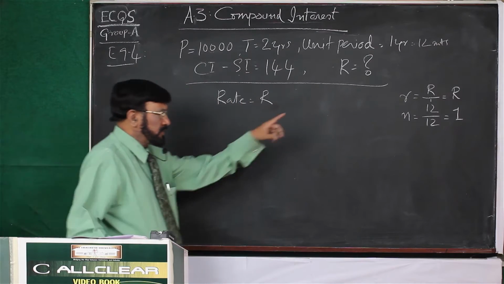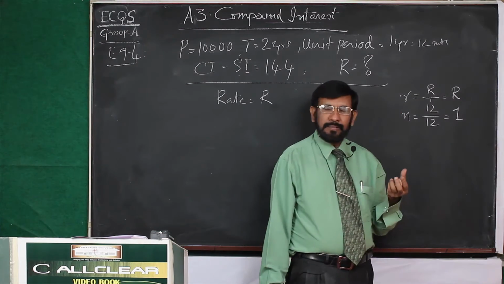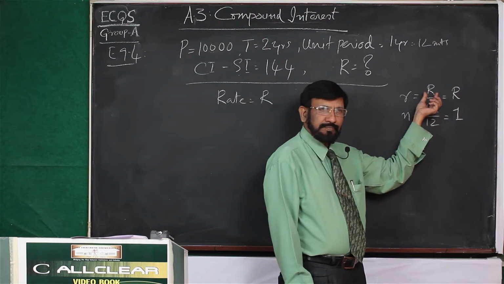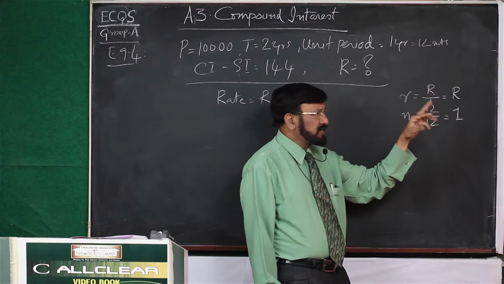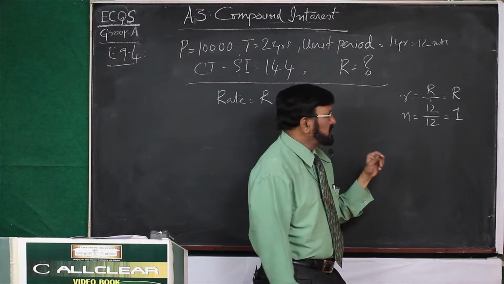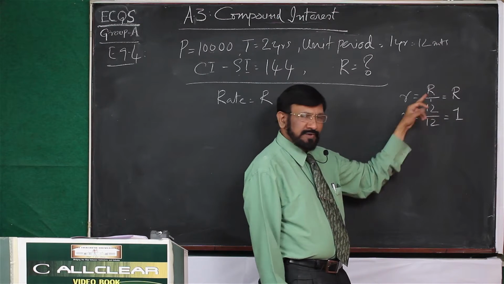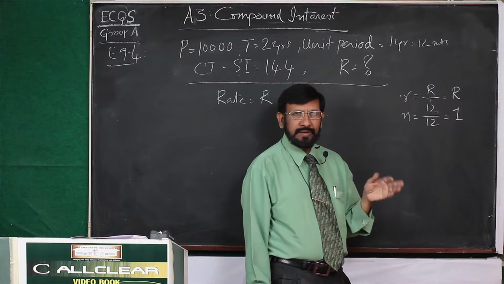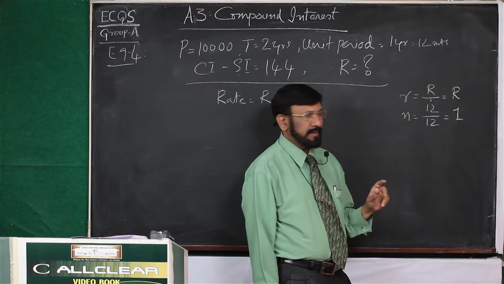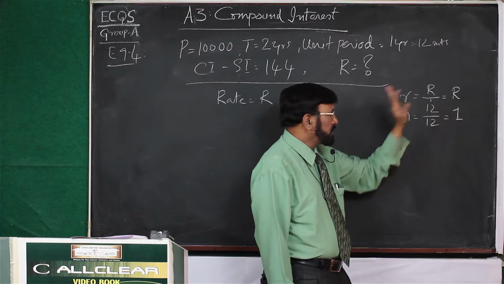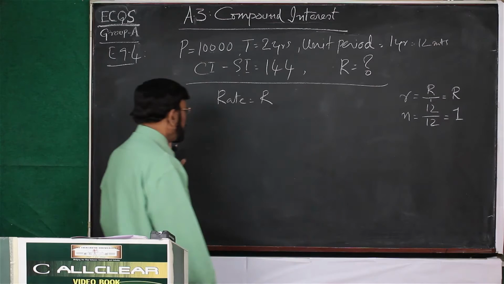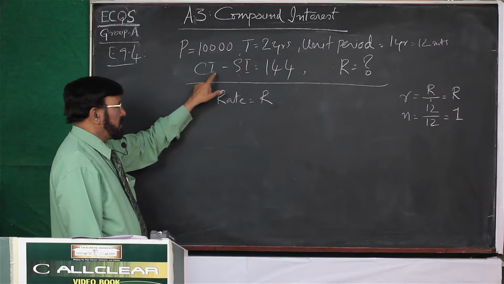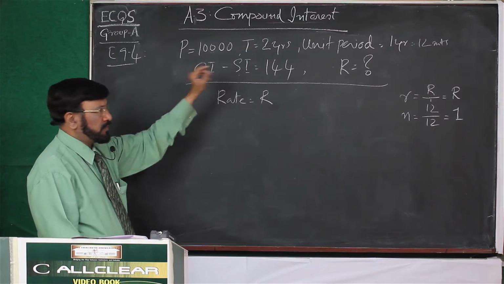Now, here what you have to understand is the rate of interest adjusted for the unit period. Here, fortunately, the rate of interest is given for 1 year, and the unit period is also 1 year. That is why small r will be R. Now, we have to substitute this in the formula.